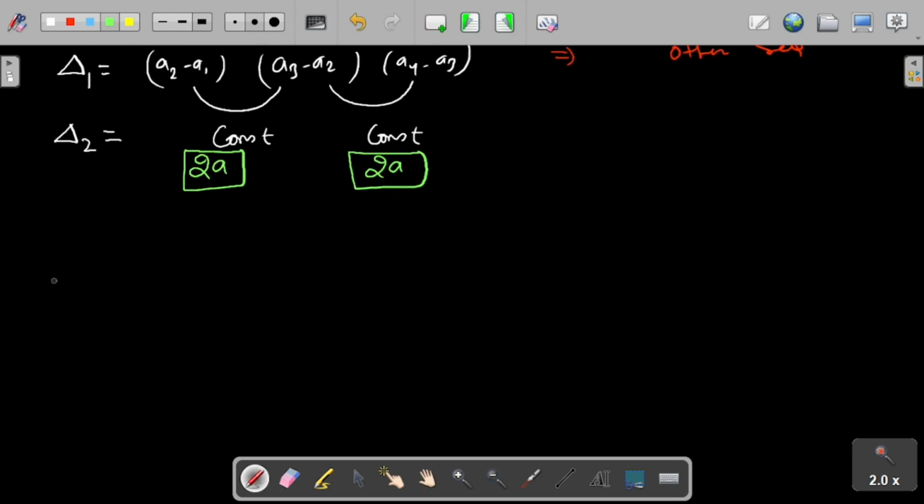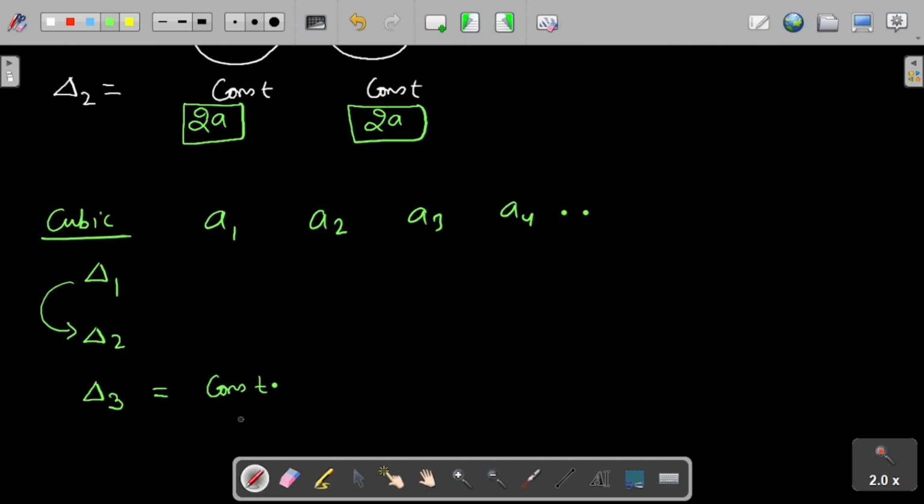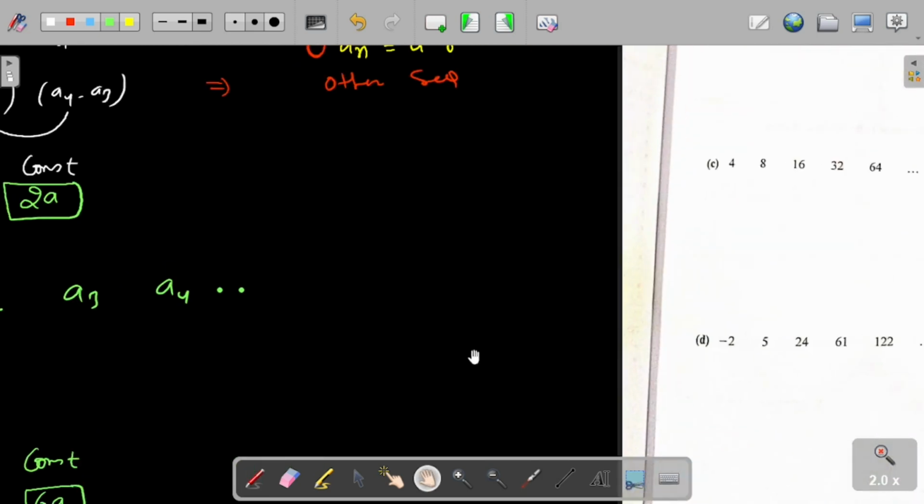Similarly, if we see the cubic sequence, with terms a1, a2, a3, a4 and so on, you will get the first difference, then the second difference, that is the difference of difference, then you will get the third difference. The third difference is going to be your constant. Here we have to remember, the third difference is equal to 6a. So if you remember these two points, your calculation and your answer will become fast.